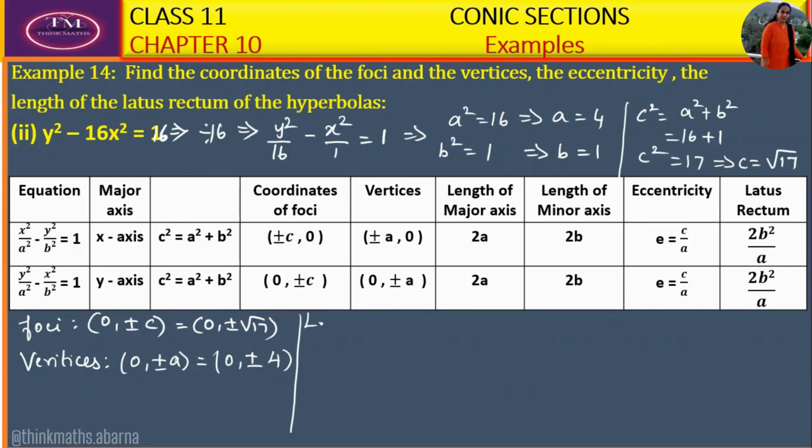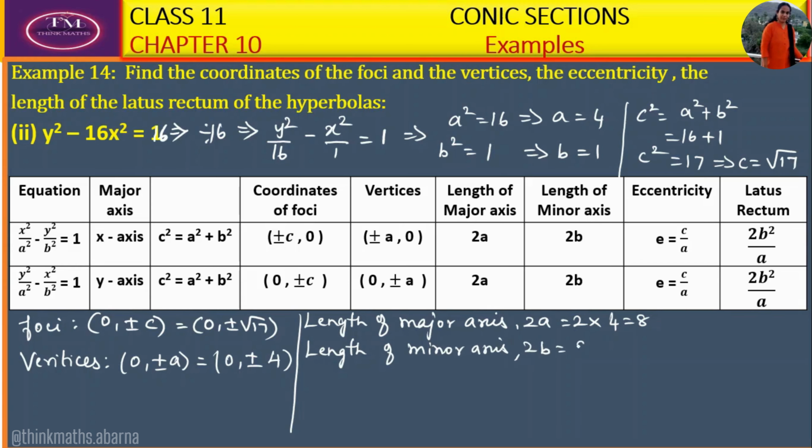So what is the length of the major axis? The major axis is 2a, which is equal to 2 into a, which is 4, which is equal to 8. Next we need to find the length of the minor axis. The minor axis is 2b. So it is 2 into b, which is 1, so it is 2. Next, eccentricity. Eccentricity e is equal to c by a. So c is root 17 divided by a, which is 4. So root 17 by 4.